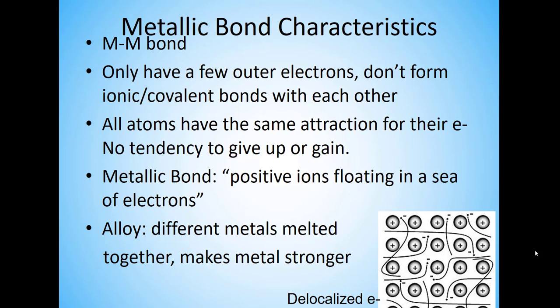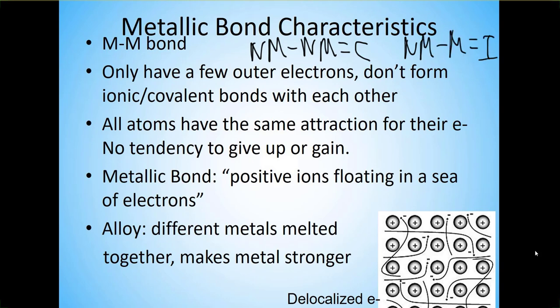In this goal, we're going to talk about metallic bond characteristics. So we've looked at ionic and covalent, and in covalent, we know that a covalent bond is a nonmetal to a nonmetal. And we've looked at ionic, and this is a nonmetal with a metal. Well, what's the other combination? It's metal to metal. And so this is the metallic bond that we're talking about.